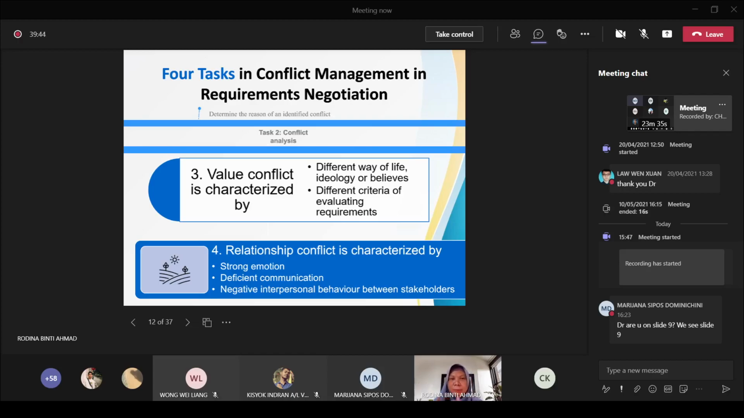You can see that people have different principles, or standards of behavior, or different judgments about what is right and what is wrong. So that is what refers to value. And the fourth type of conflict is what we refer to as a relationship conflict. Just now I mentioned, it's actually between the people. They might have conflicts due to certain experiences that they have had before, negative interpersonal behavior among them, so that is also what we refer to as relationship conflicts.